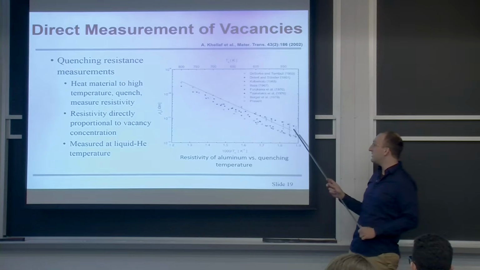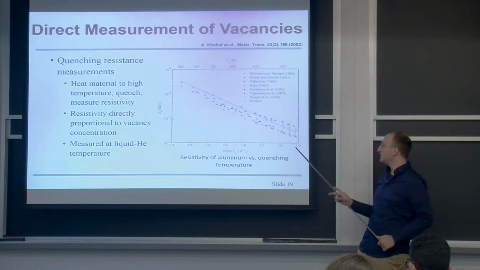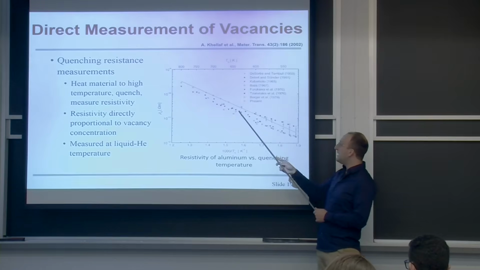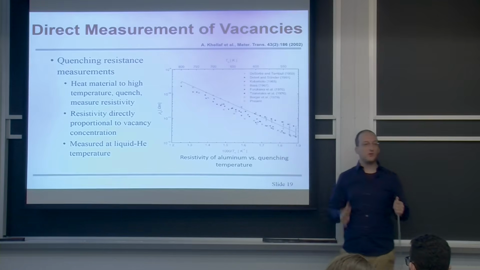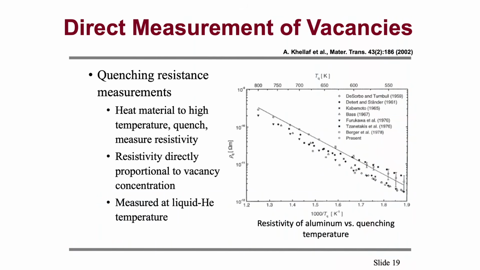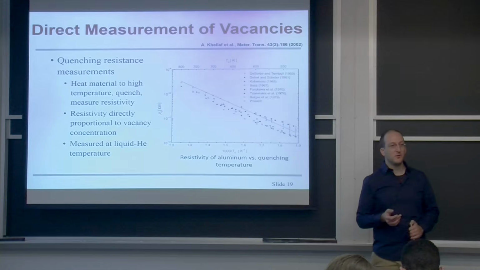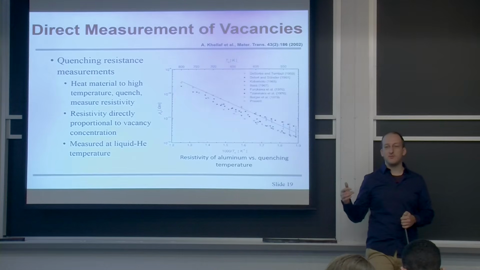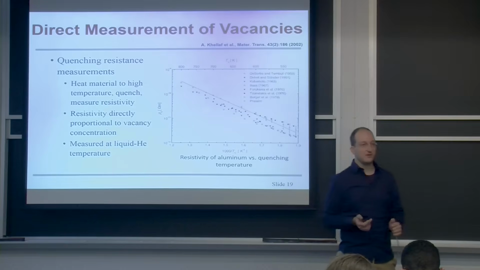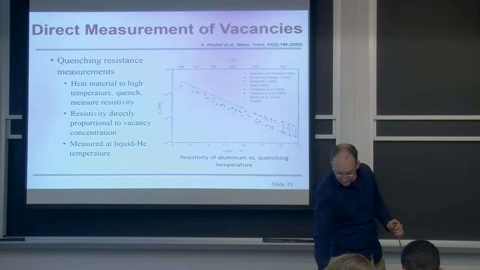And we can measure that using these resistivity measurements, where you heat materials up to higher and higher temperatures, cool them down suddenly in like liquid nitrogen or liquid helium, and measure the change in resistivity. The more defects there are, the harder it is for electrons to flow through. And the only thing that can really be responsible there in a single element would be vacancies. So we do know that these really exist.